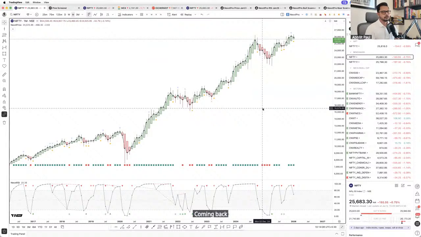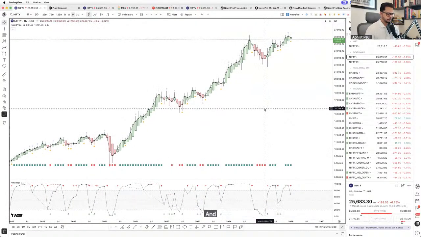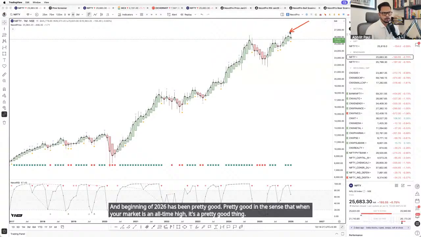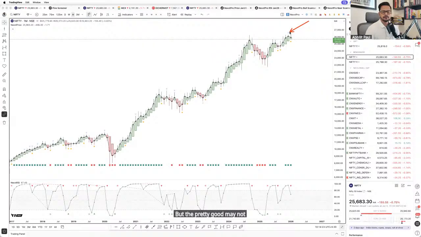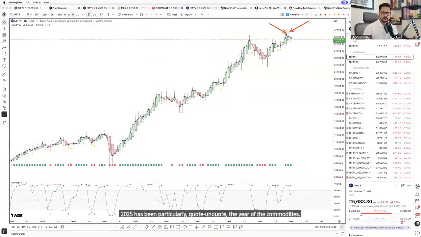coming back to the Nifty price chart, I want to begin with where we stand right now so that we understand. The beginning of 2026 has been pretty good. Pretty good in the sense that when your market is at an all-time high, it's a pretty good thing. But the pretty good may not be reflective in everyone's portfolio. Portfolios may not have gone up the way the Nifty may have gone up, right? 2025 has been particularly, quote unquote, the year of the commodities. No second thoughts about it.